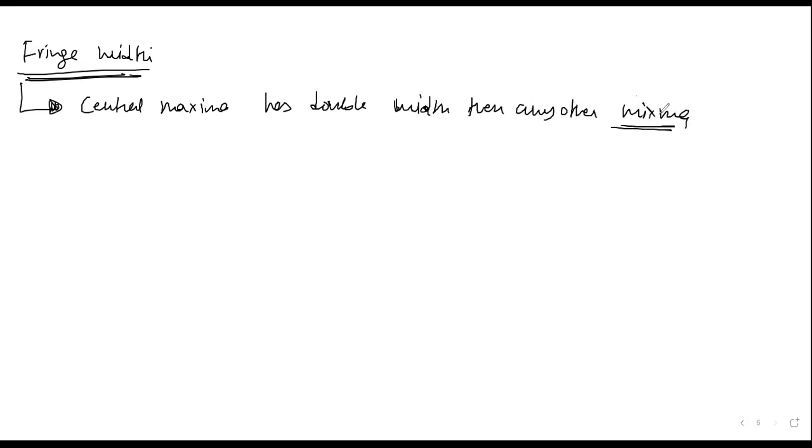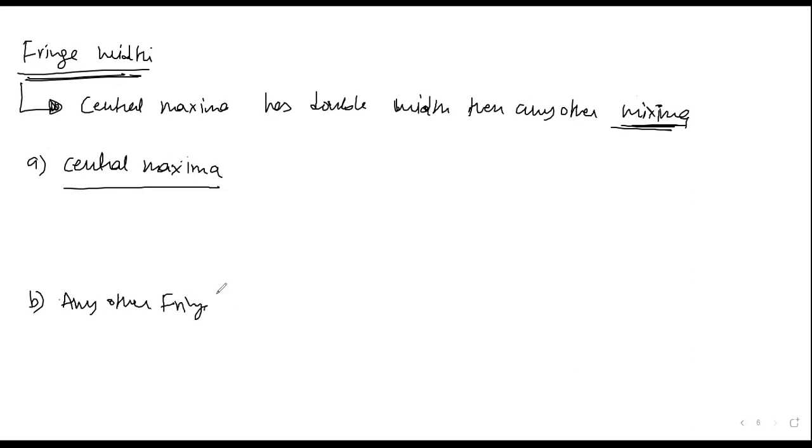But if you remember, in case of YDSE, all maxima, even the central maxima, have the same width, but not here. So here we write two cases. If they are asking the width of central maxima, what is the width of central maxima? Any other fringe or maxima should have what? Double width. So how do we write the fringe width formula first, similar to what we have done in YDSE.